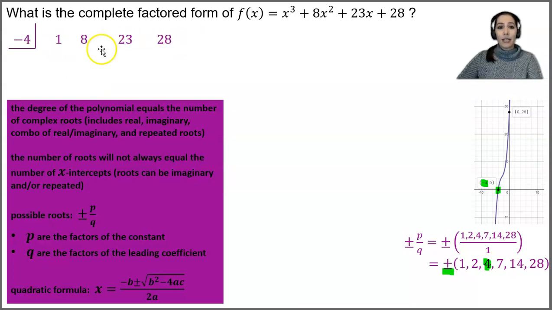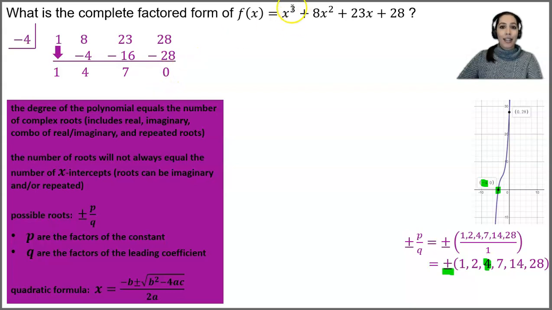On the first thing here, I'm going to write all of my coefficients on the top row, replacing any zeros for missing terms. I have 1, 8, 23, 28, no exponents. I'm not missing any terms. So I'm going to write out the horizontal line and bring down my first term of 1. Then I'm going to multiply 1 times negative 4 and put it under my next coefficient and add them. 8 plus negative 4 is 4. 4 times negative 4 is negative 16, and 23 plus negative 16 is 7. 7 times negative 4 is negative 28, and 28 plus negative 28 is 0.